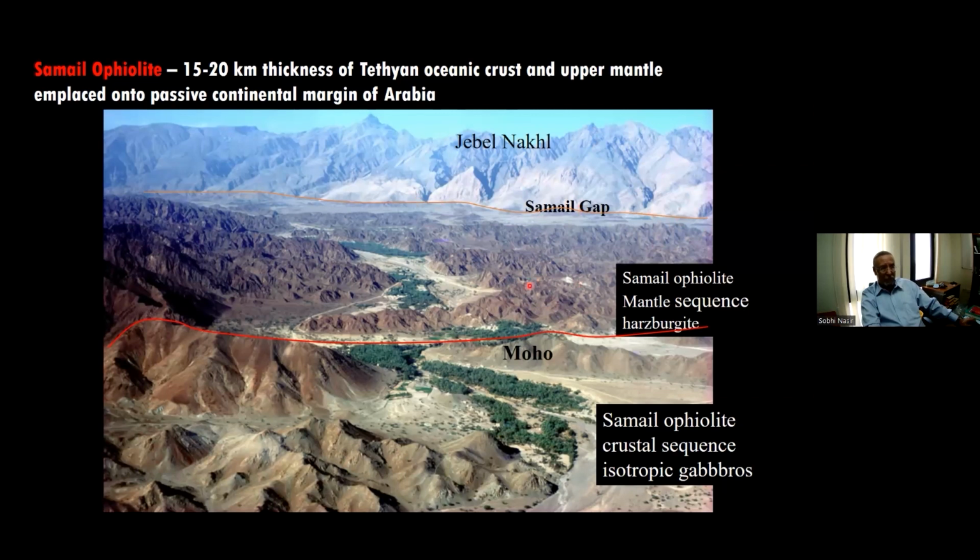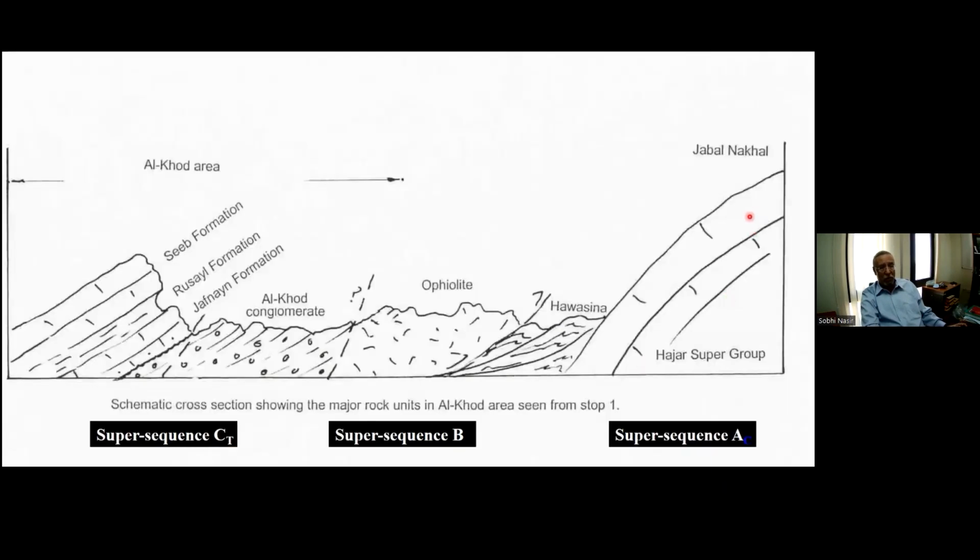Here we see the mantle sequence, the Moho, separating the mantle sequence from the crustal sequence. So all over Oman, you can see these sequences together. And here representing the Proterozoic and Paleozoic rock represented by Jabal Akhdar Mountain and Jabal Nakhl. This is called the super sequence A. This is an autochthonous. And we have another autochthonous series, the tertiary sequence. In between, we find the allochthonous series represented by the Ophiolite and the deep sea sediment called the Hawasna.